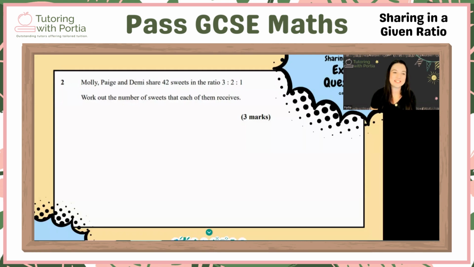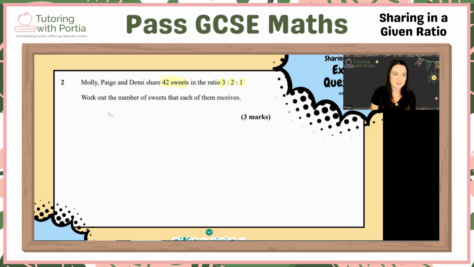Okay, let's take that one step further now. And instead of splitting something into 2 parts, we're going to now have Molly, Paige and Demi. So 3 children that we're sharing between in the ratio of 3 to 2 to 1. And they've got 42 sweets. So they're sharing 42 sweets in the ratio 3 to 2 to 1. And we need to calculate the number of sweets that each of them receives.